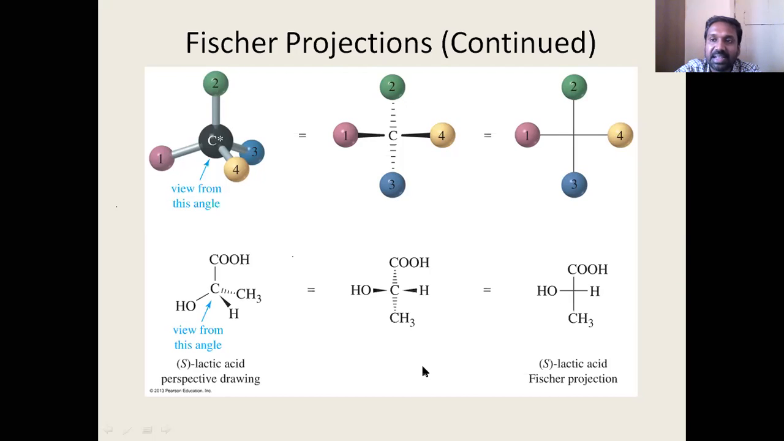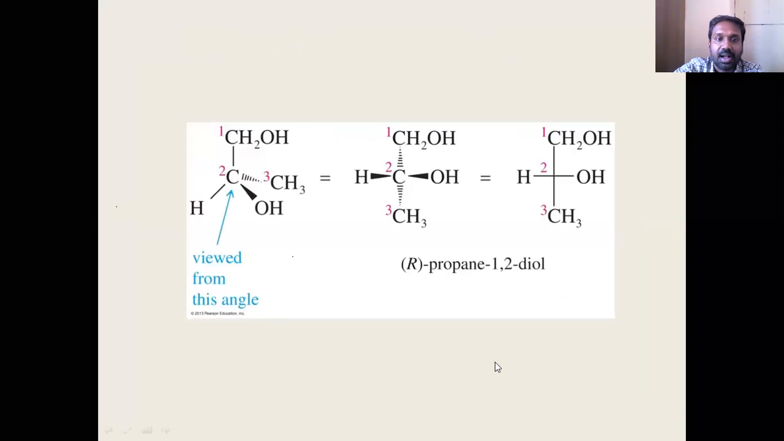But what is S lactic acid? What is R lactic acid? L and D lactic acid? Don't worry as of now. This we are going to take up later, the configurations. Of course, again, I've just put one more molecule, a diol.